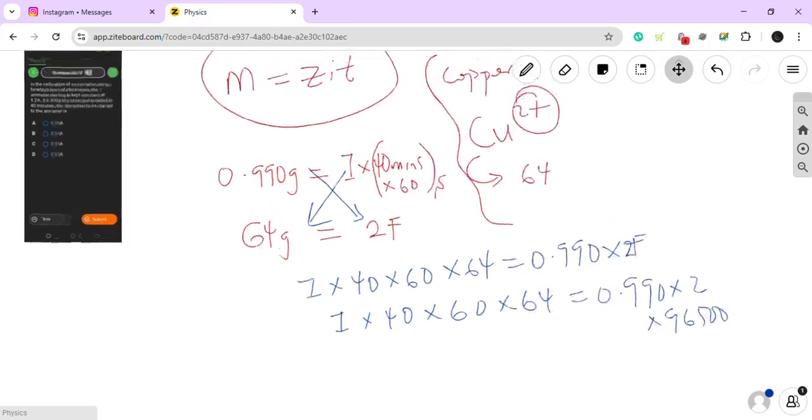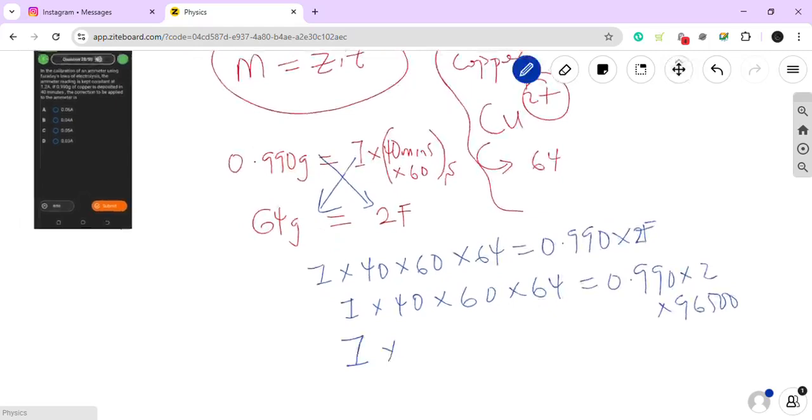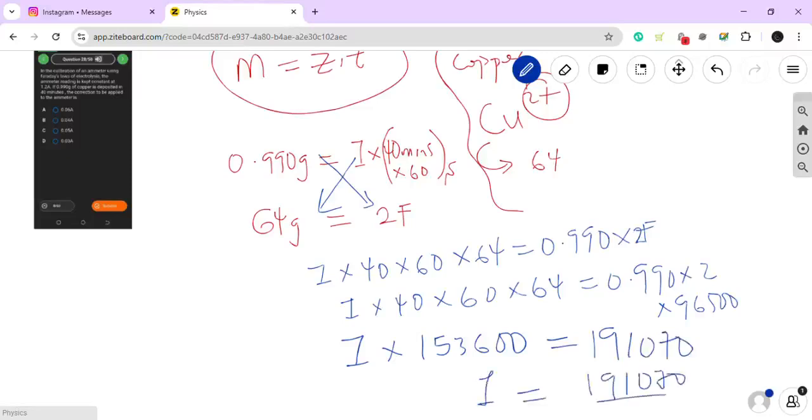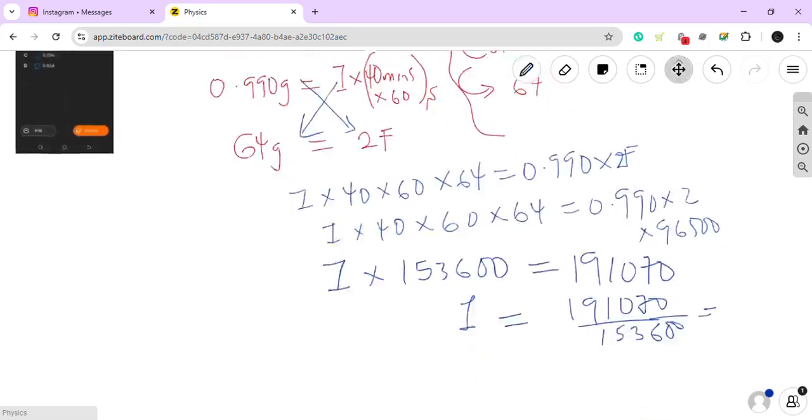So meaning this will be I times 153600 equals, then the other side, the left hand side, 0.990 times 2 times 96500. That's 191070. So our I now will be equal to 191070 over 153600, right? So divided by 153600. So I got 1.2 something.